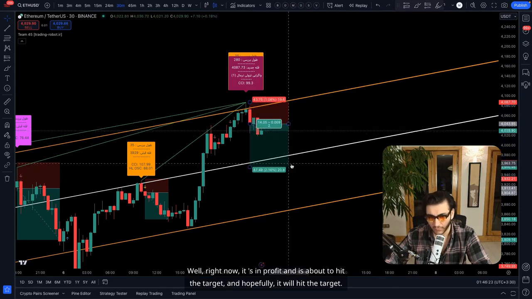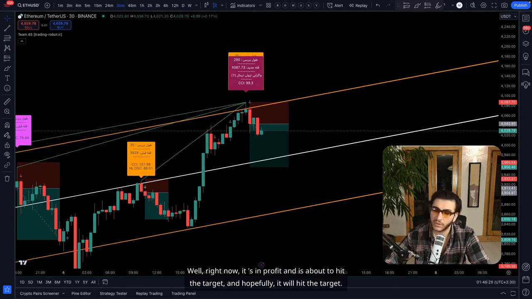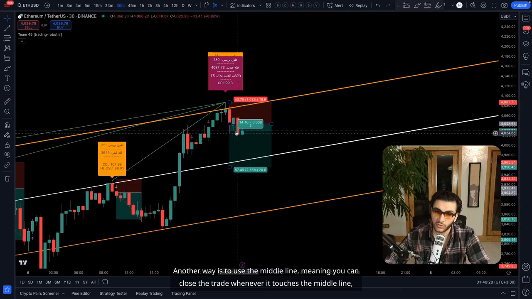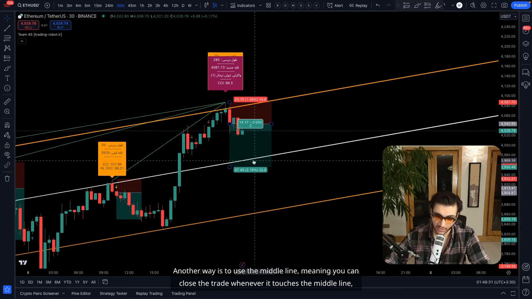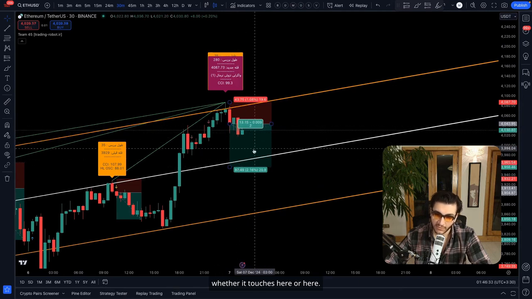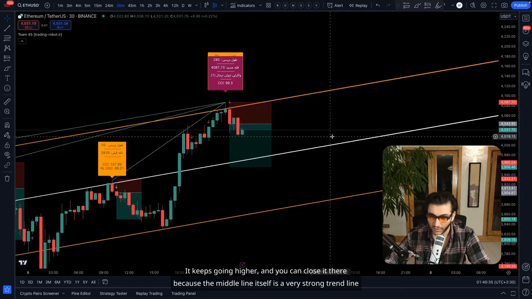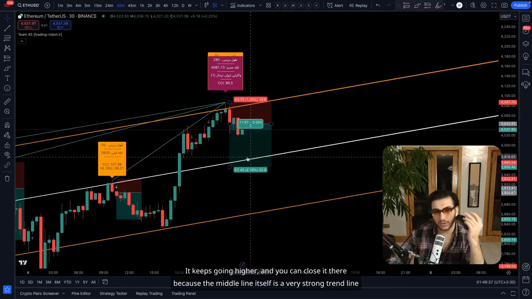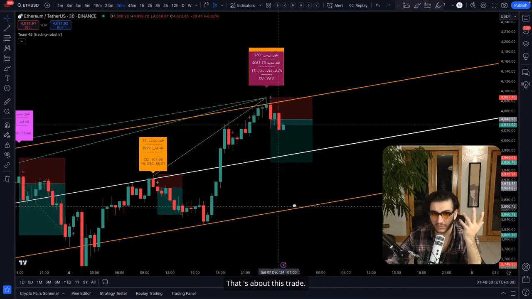Well, right now it's in profit and is about to hit the target, and hopefully it will hit the target. Another way is to use the middle line, meaning you can close the trade whenever it touches the middle line, whether it touches here or here. It keeps going higher, and you can close it there because the middle line itself is a very strong trend line. That's about this trade.